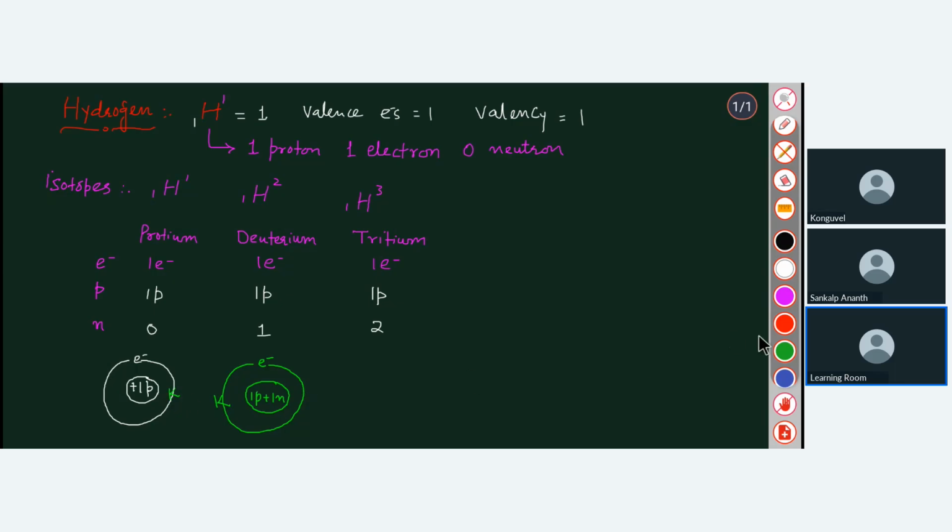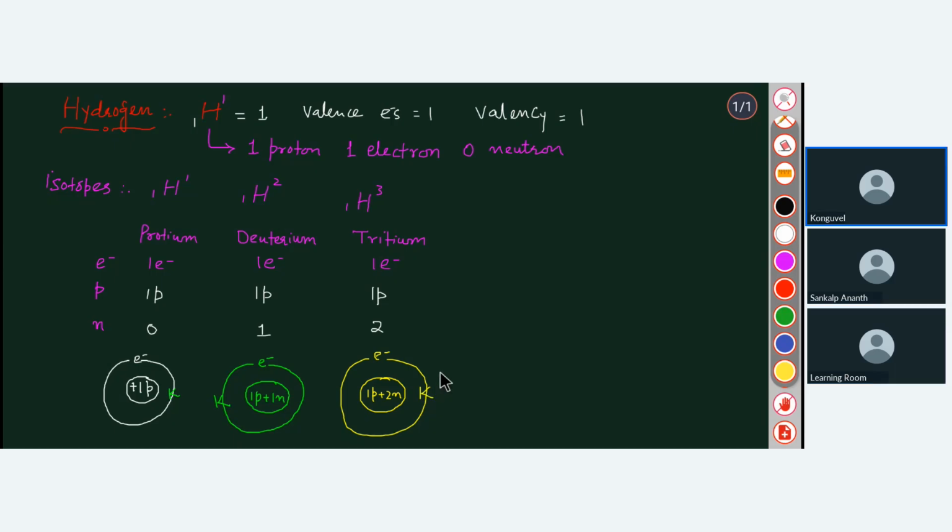Then we have the next one. Next is tritium. It has one proton and two neutrons. So 1p plus 2n. This will be in the nucleus, and there will also be only one electron, which revolves around the nucleus, also in the K shell. Got it? Yes, sir.